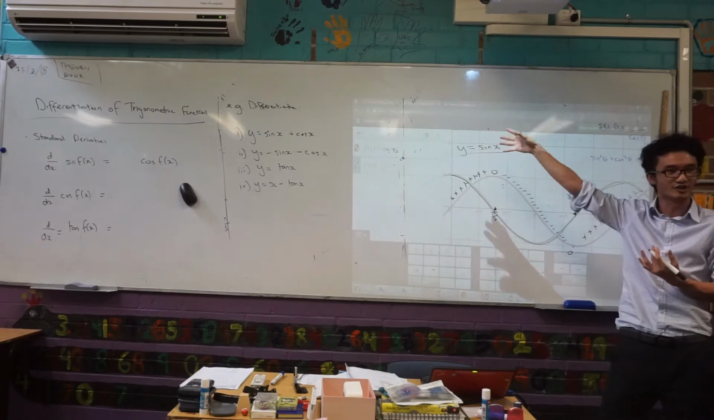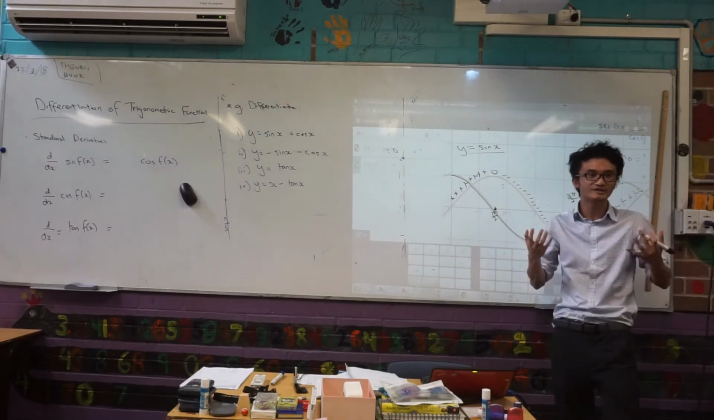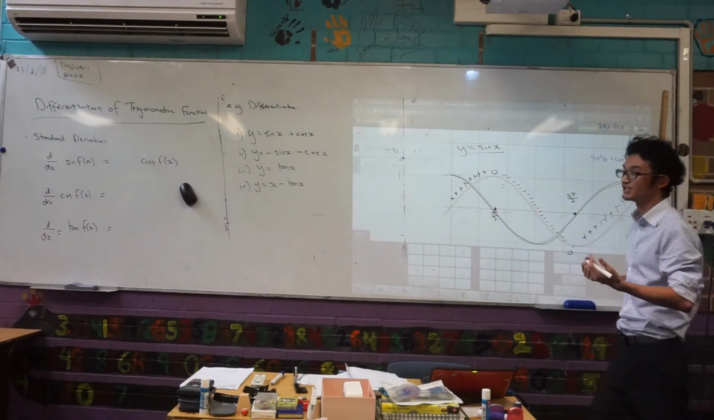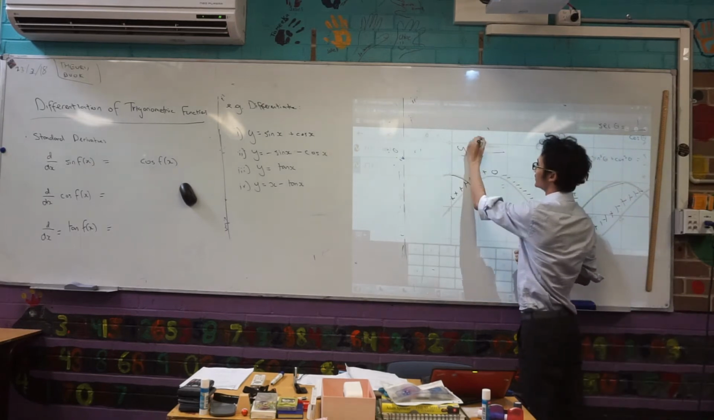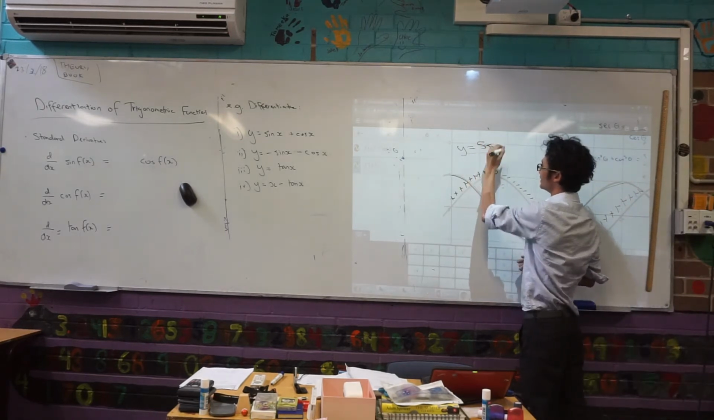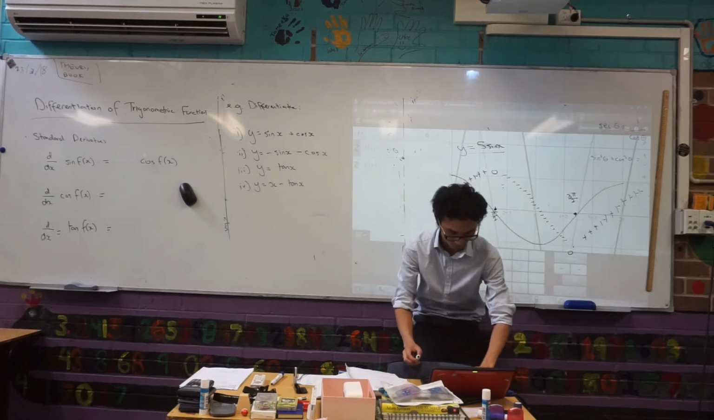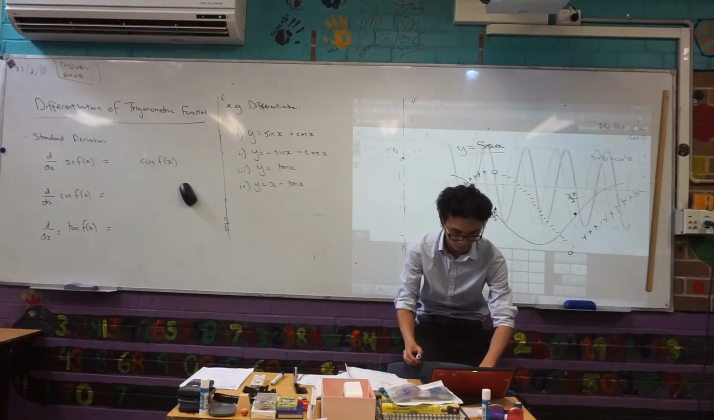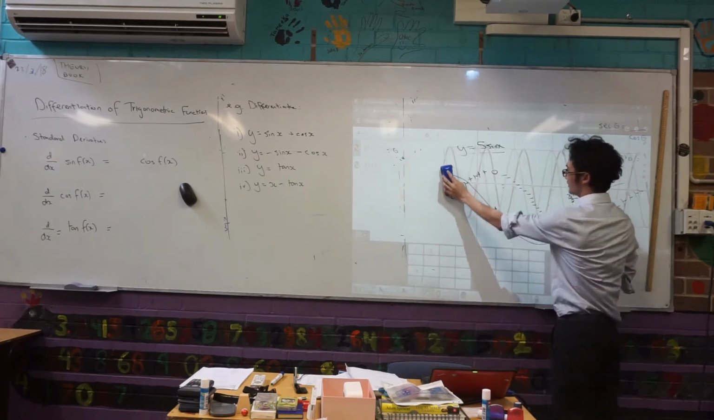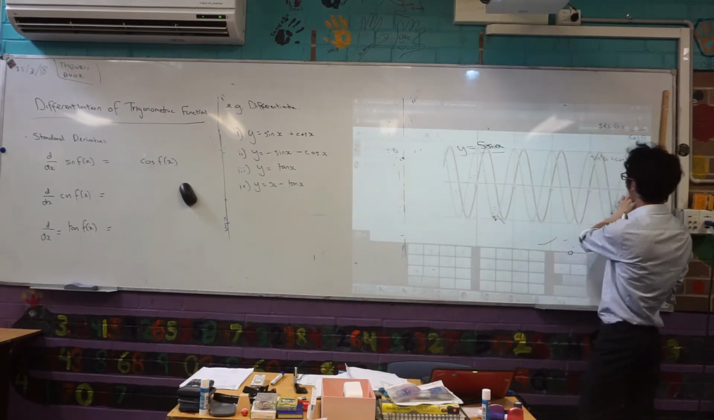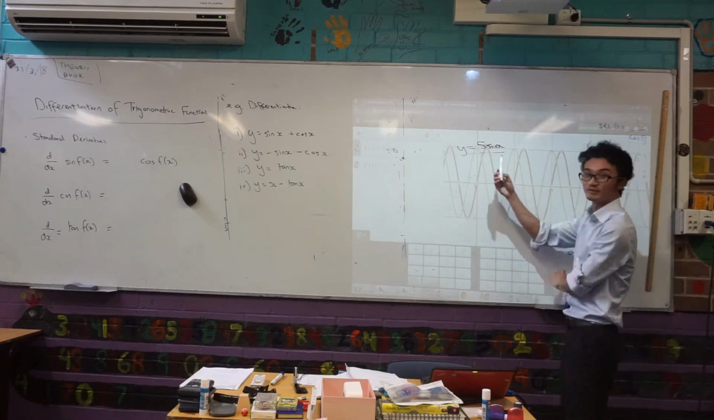How have we learned about how I can change the graph of sine of x? What things can I change? I can change the amplitude, right? Yeah, that's pretty straightforward. If I have something like this, how will that affect the derivative? Well, if I zoom out now, what's happened to both graphs? Why does the amplitude change?